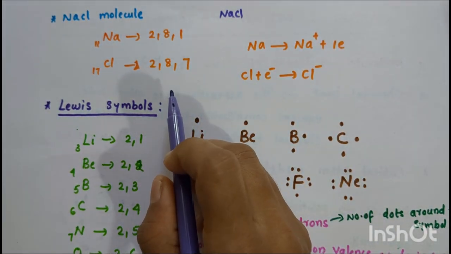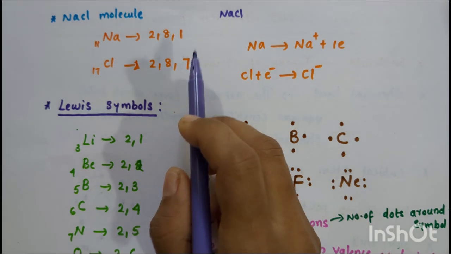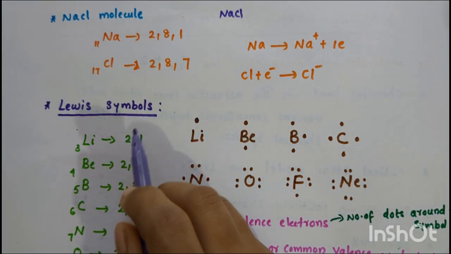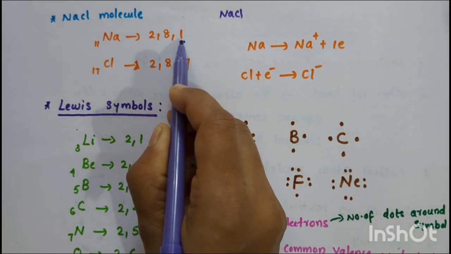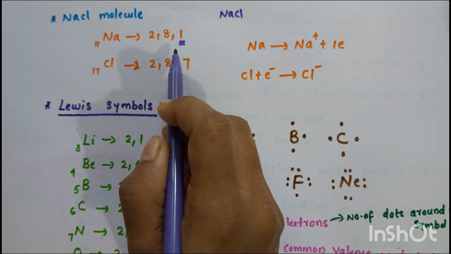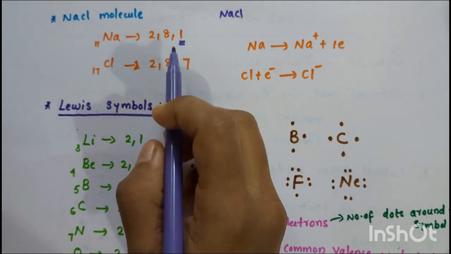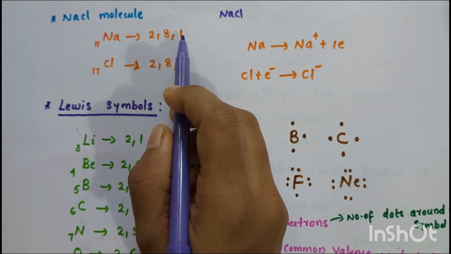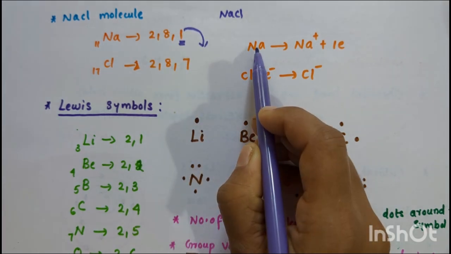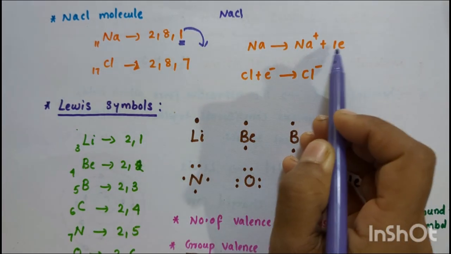Okay, now when you consider the molecule NaCl, that is in the case of sodium chloride, transfer of one electron will take place from sodium to chlorine. Because you see, sodium has one electron in the outer shell. So to achieve the stable octet, it will tend to lose its one electron. And sodium will become Na+ ion by losing this one electron.